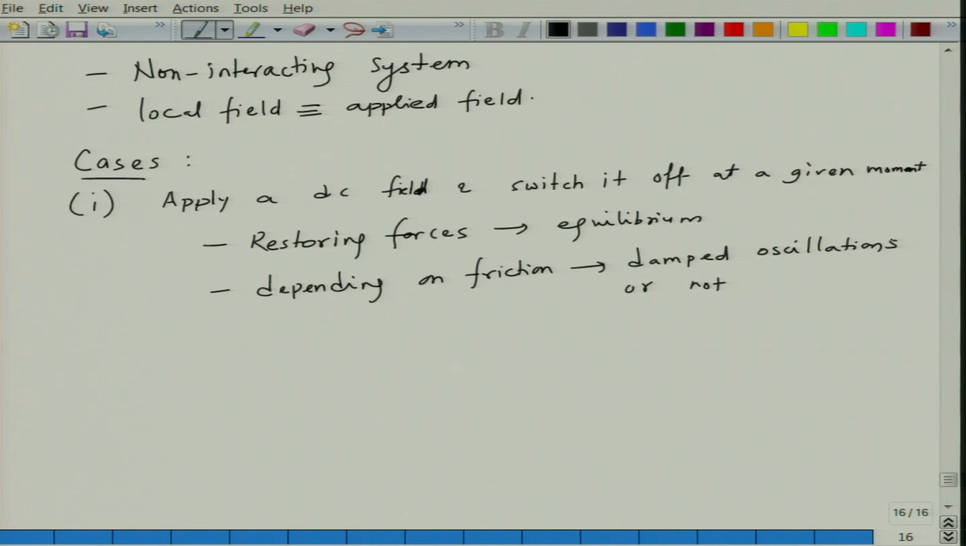Okay. So, this is the case of DC field, which is not very interesting because we are not interested in DC field, and we know that in DC field there is no frequency dependence. So, we will have something like ohmic losses in the system.